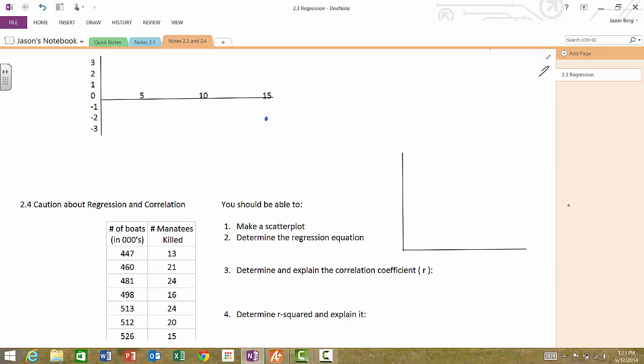Well, by the time you're done, that whole page should be filled with a scatter plot, a residual plot, equation, analysis of the slope, analysis of the R, analysis of the R squared. We're going to explain that a little bit right here. Okay, all those things need to be part of your analysis.